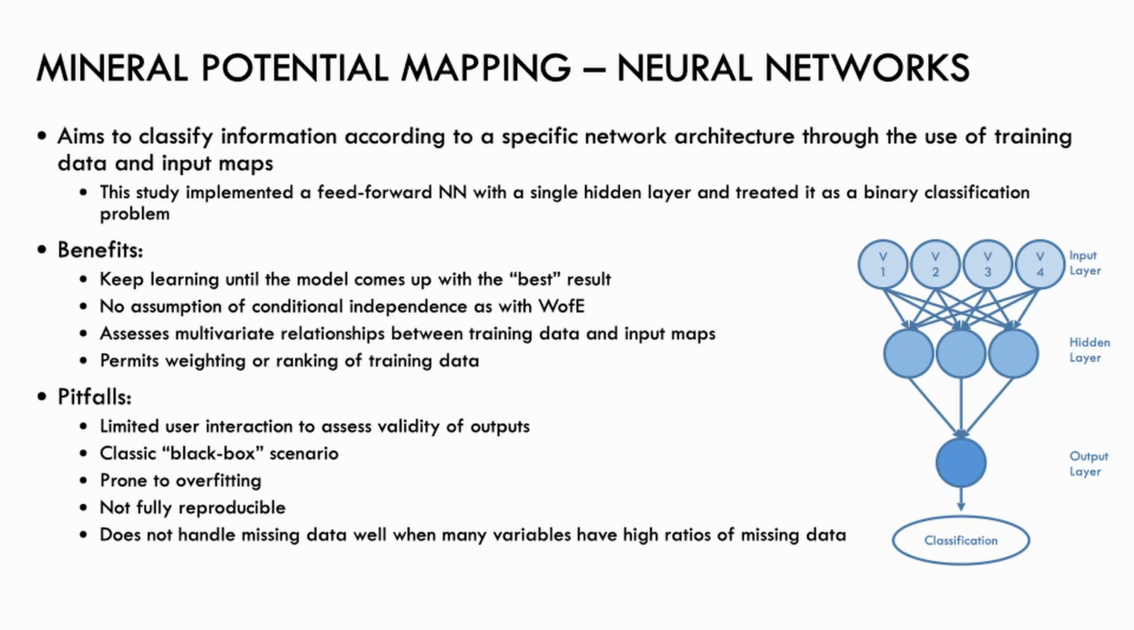This method is also prone to overfitting, and I'll go into that a little bit more later in the presentation. Again, it is not fully reproducible because there is some randomness in the weights that get assigned in the hidden layer. And especially if you have a lot of missing data in some of your input maps, it doesn't handle that particularly well. So it works much better if you have complete data for each of your input maps.